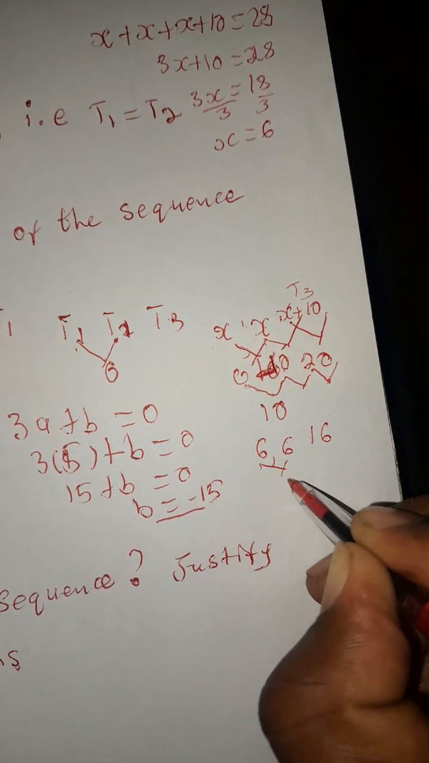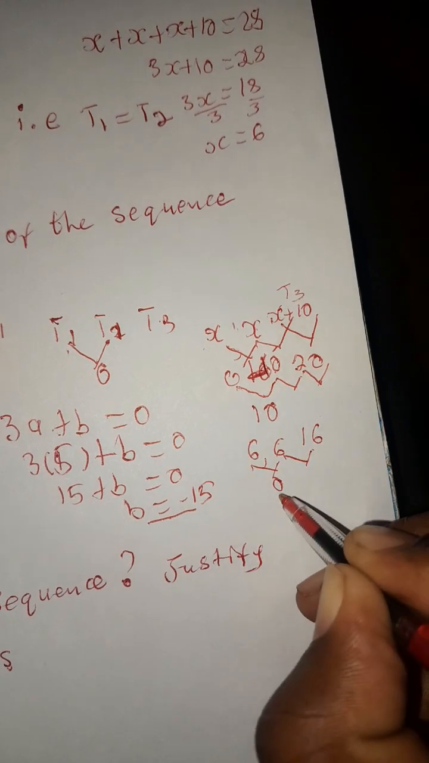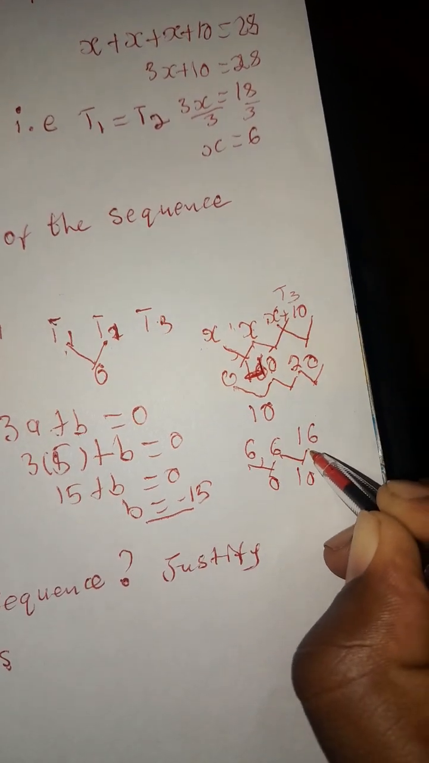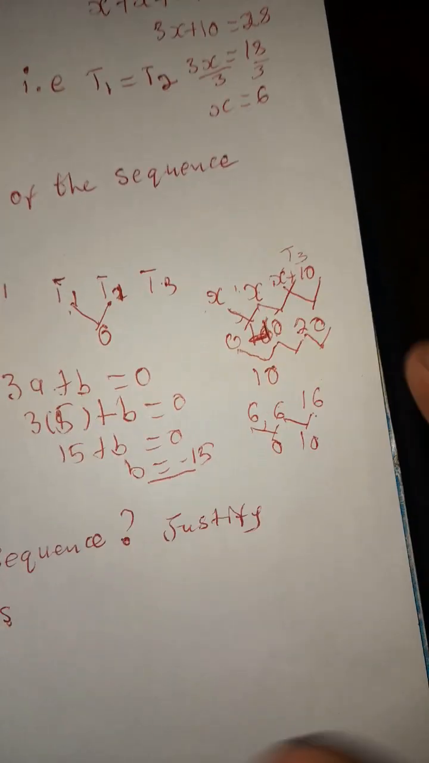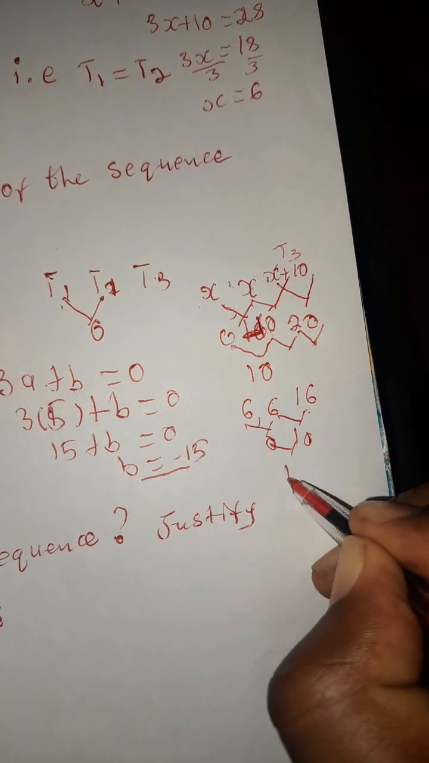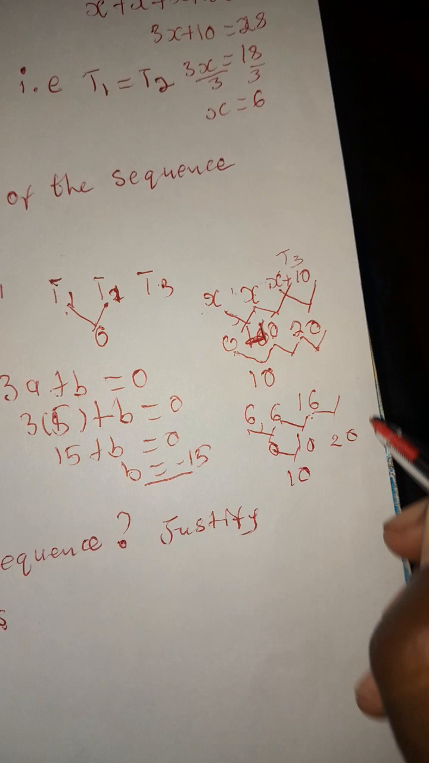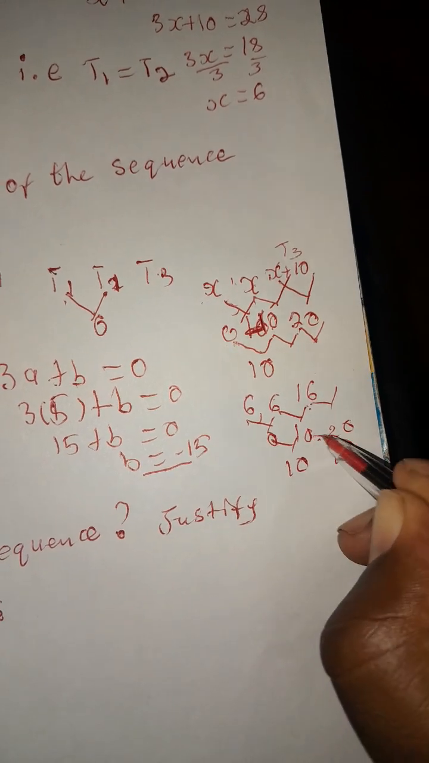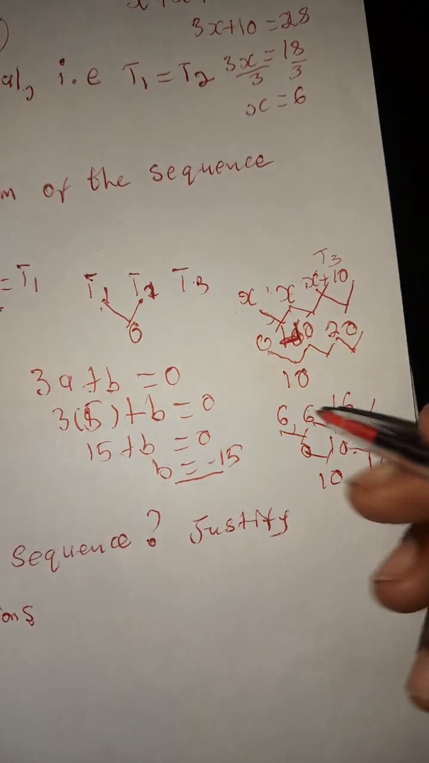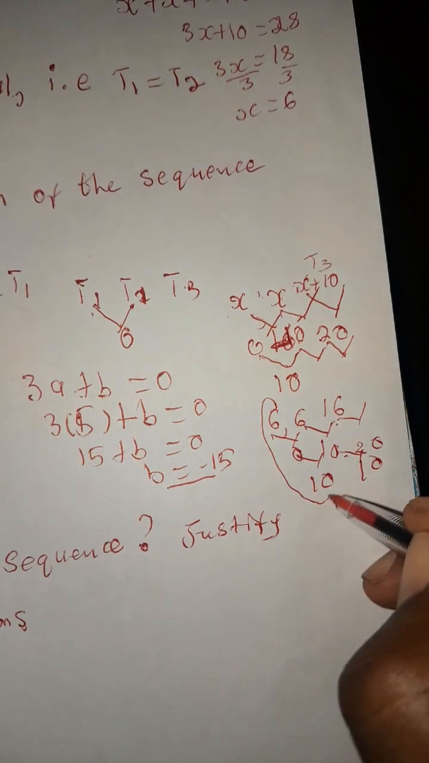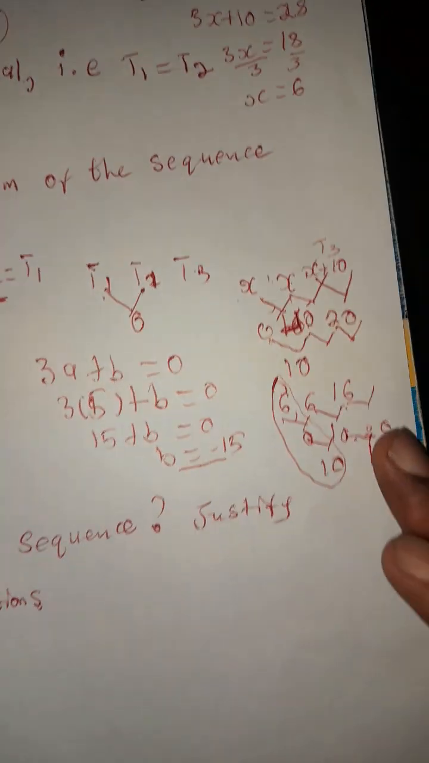Then 6 minus 6, we have 0. Then we have 10, and the other consecutive 10. So remember that we are going to have 10 here. Here it's going to be 20, and so on. Right here it's going to be 10. That's very important to note. So we now have the most important 3 things here.